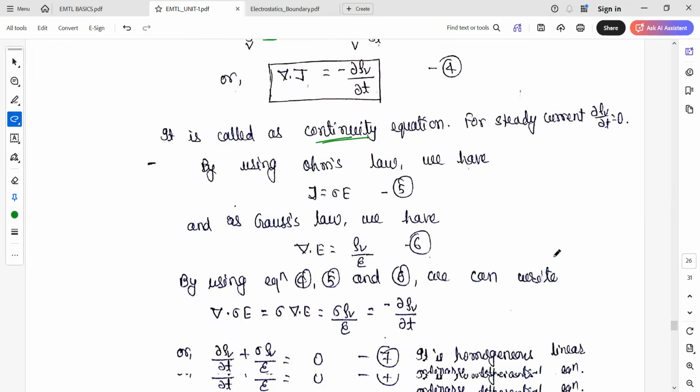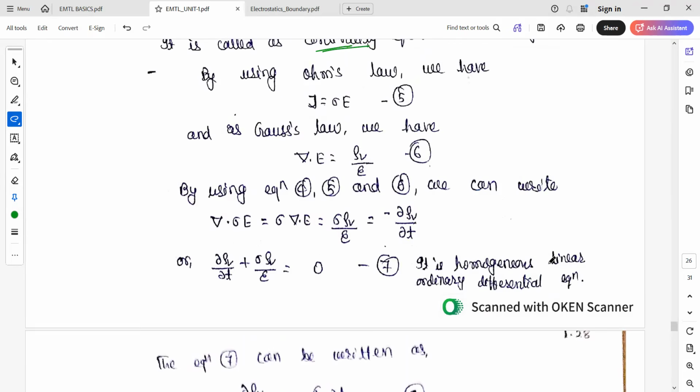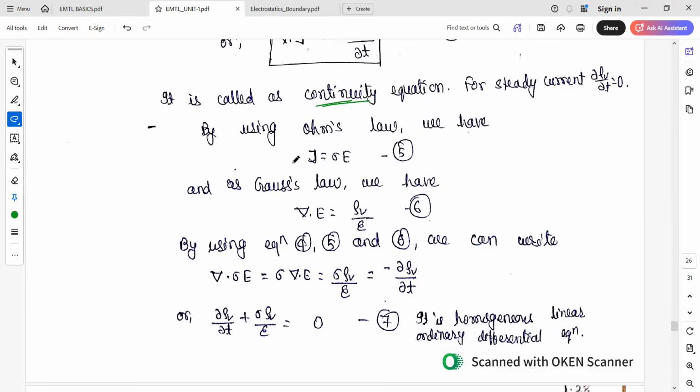Now the relaxation time part is also important here. Ohm's law is J equal to sigma E. If we apply Gauss's law, del dot E equals rho v by epsilon. How do we get this? We have del dot D equal to rho v, and D is epsilon E. So if you take del dot E, we get rho v by epsilon. Now we can substitute the values.